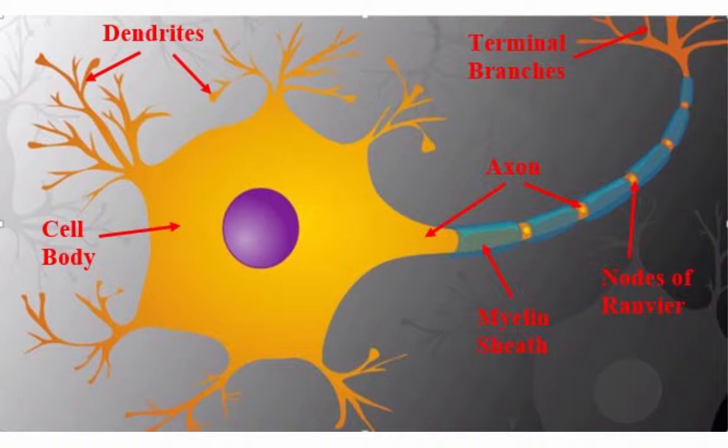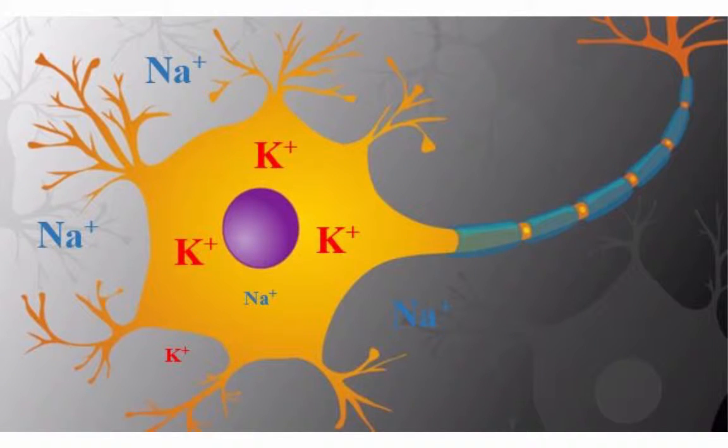At rest, a neuron has sodium ions and potassium ions in specific areas within the cell body. Have a think about where there is a high concentration of sodium ions and where there is a high concentration of potassium ions. Hopefully it looks something like this. Sodium ions are highly concentrated outside the neuron and potassium ions are highly concentrated inside the neuron.